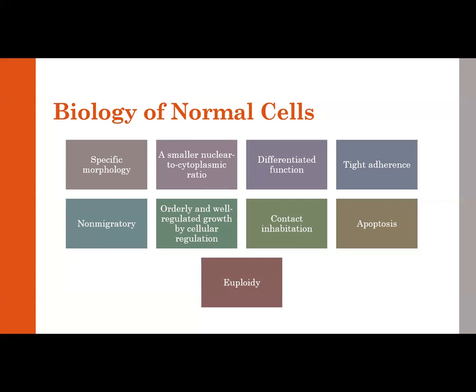Orderly and well-regulated growth by cellular regulation is a very important feature of the normal cells. Basically, they divide for only two reasons: to develop normal tissue or to replace lost tissue. Contact inhibition is part of cellular regulation that stops further rounds of cell division.